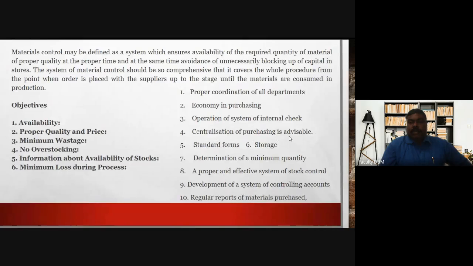Centralization of purchasing is advisable, because if you decentralize, people will be purchasing in different forms, different standards and different prices, and it is a loss to the organization. If you do centralized buying, then we raise bulk orders, the bargaining power will be with us, and we can bargain on the price and get the materials at low cost due to centralization of purchasing. So we have to maintain standard forms. We have to say that these are our standards and only these particular stocks we have.